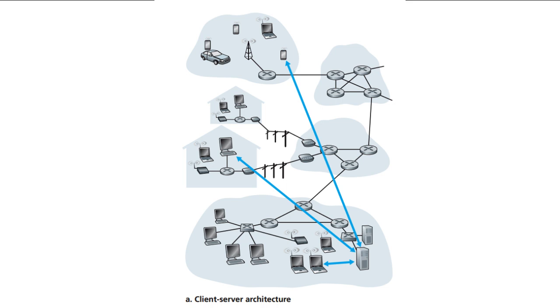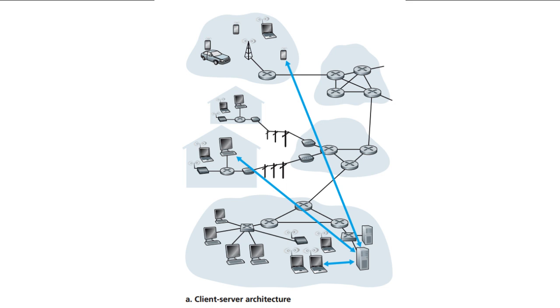Another characteristic of a client-server architecture is that the server has a fixed, well-known address called an IP address. Because the server has a fixed, well-known address, a client can always contact the server by sending a packet to the server's IP address. Some of the better known applications with a client-server architecture include the web, FTP, telnet, and email. The client-server architecture is shown in figure 2.2a.